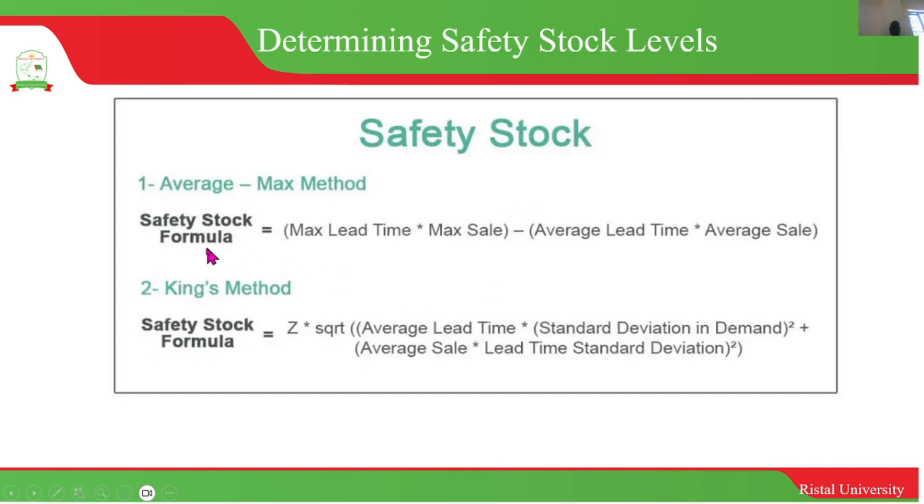But if we reflect back to the previous slide, actually the summary method for what we read in the previous slide is the King's method, number 2, where we say the safety stock formula, we can get it by the Z-score times the square root of, in bracket, the average lead time times the standard deviation in demand, squared, plus the average sales times also the lead time standard deviation squared. Okay, all these will be able to give us a better safety stock estimate.